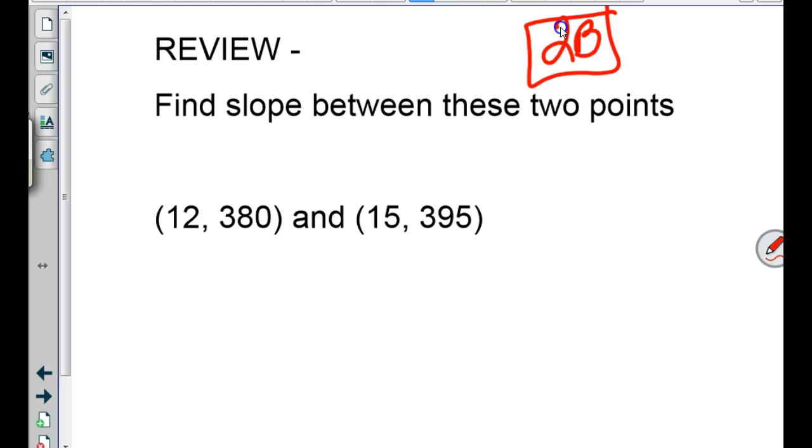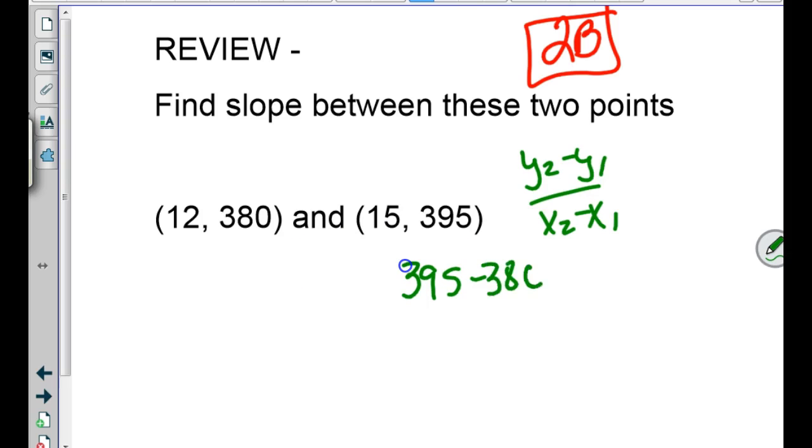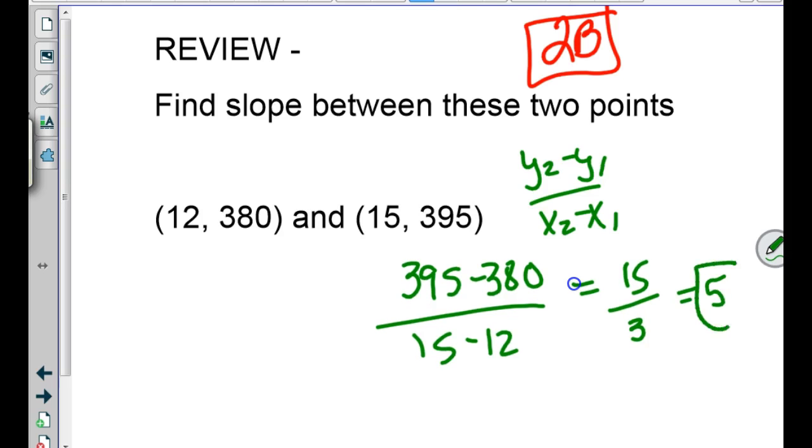You're going to see it on a quiz and you're going to get all confused and think it's really hard, but it's not. Can we just review real quick? How do you find slope between two numbers? So you don't have this question, but it would be 395 minus 380 over 15 minus 12, which would be 15 over 3 or 5, the slope of the line between those 2 points. Everybody remember how to do slope?